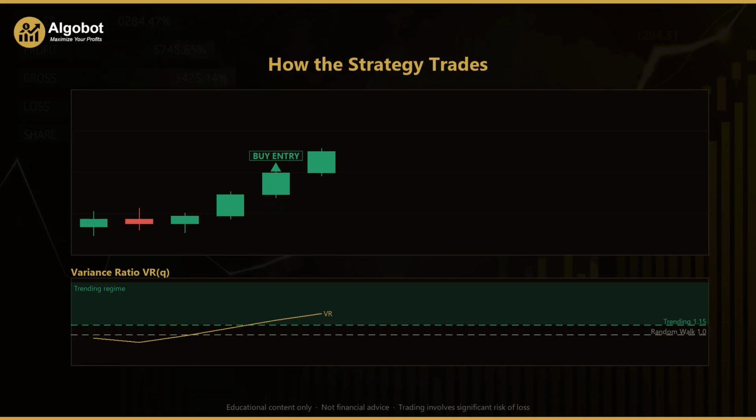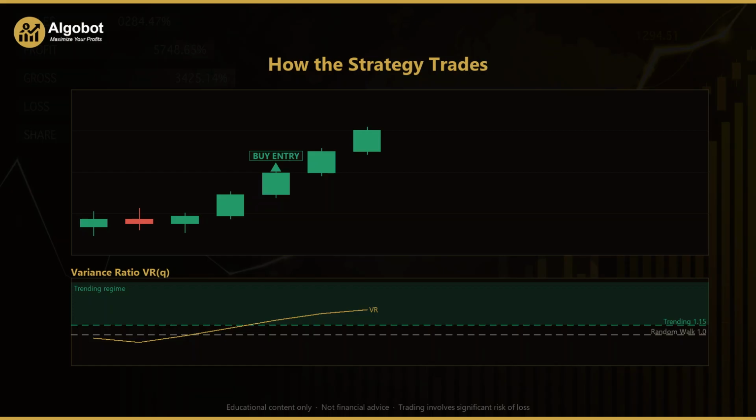Then the character of the market changes. A run of stronger candles begins to build, each one closing higher than the last, and in the subpanel the variance ratio starts climbing toward the trending line. Still, nothing happens yet. The reading hasn't cleared 1.15, so the strategy holds its patience.